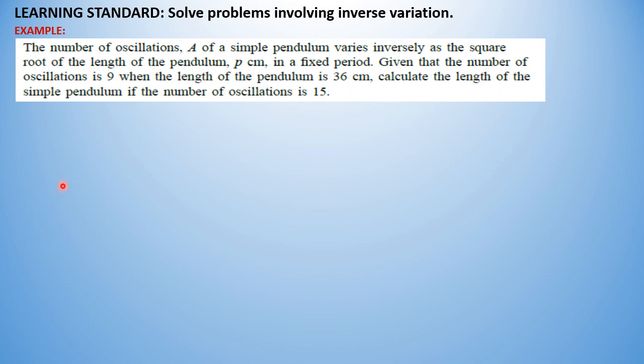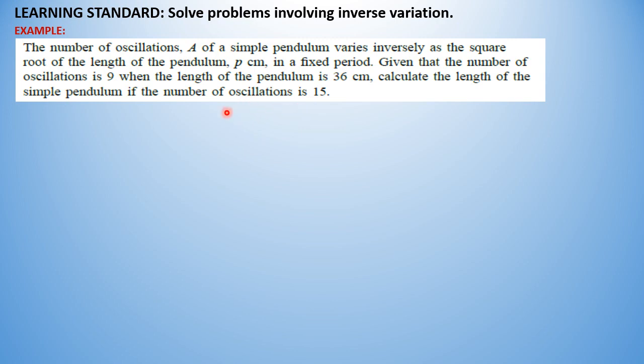Okay, the third learning standard is solve problems involving inverse variation. For example, the number of oscillations A of a simple pendulum varies inversely as the square root of the length of the pendulum P cm in a fixed period. Given that the number of oscillations is 9 when the length of the pendulum is 36 centimeter. Calculate the length of the simple pendulum if the number of oscillations is 15.